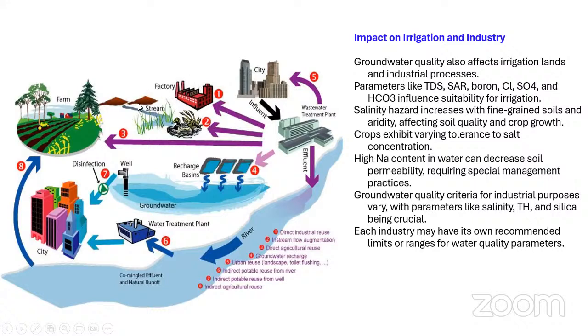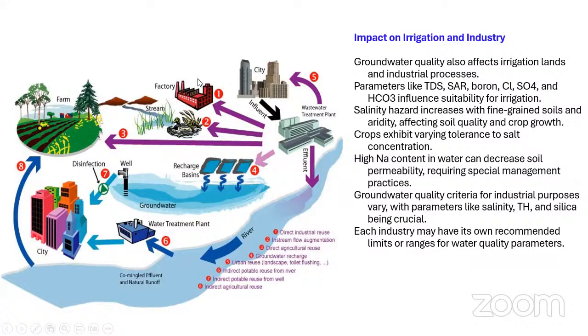From streams and farms you may get pesticides and fertilizers, and from the city you will get effluents. These are the impacts of irrigation and industry which are related to the groundwater. See here, you can observe this effluent which is coming from the city. It contaminates these streams and it may contaminate the aquifer system also. The effluents coming from the cities may contaminate agricultural activity also.